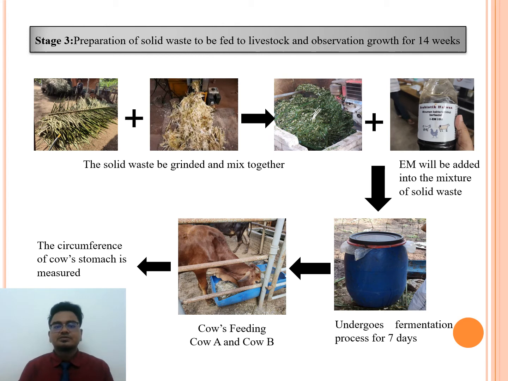The figure shows the solid waste has been graded and mixed together. Then effective microorganism will be added into the mixture of the solid waste. Then the solid waste will undergo the process of fermentation. The fermentation process is to increase the quality of food for the livestock. Next is the cow's feeding, and the last one is the circumference of the cow's stomach is measured. The circumference is measured to analyze the performance growth of the cow.